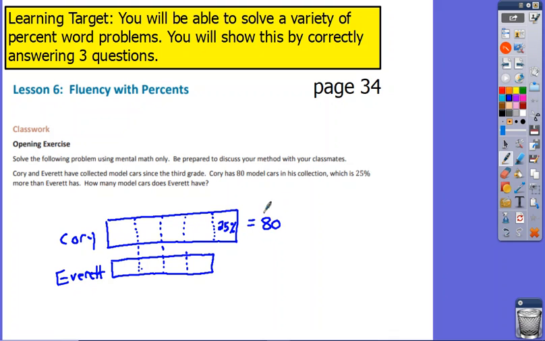So all I need to do is take this 80 and break it down into 5 sections. 80 divided by 5 gives me 16. So there is going to be 16 in each of these boxes, including this 25%. And Everett had 16 each. So 4 16s is 64, and that gets me my answer. How many model cars does Everett have? He's got 64. Corey has 80, which is 25% more.